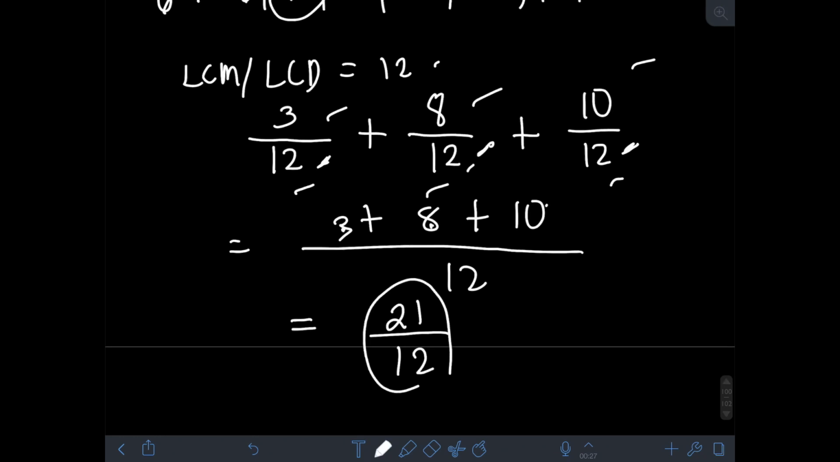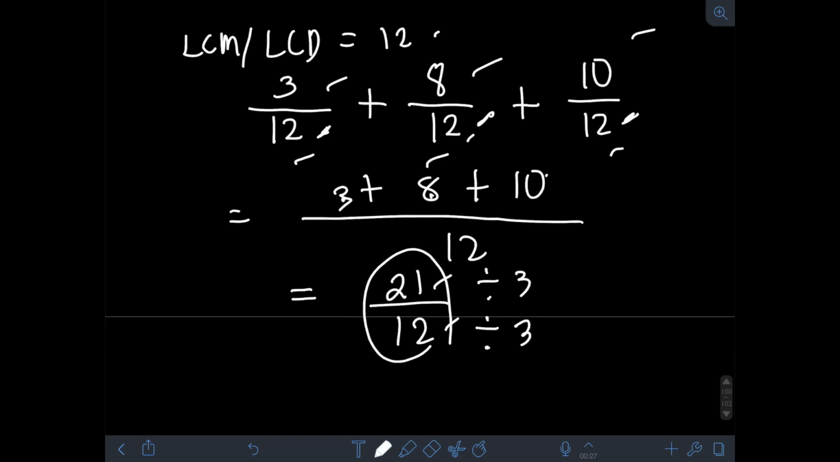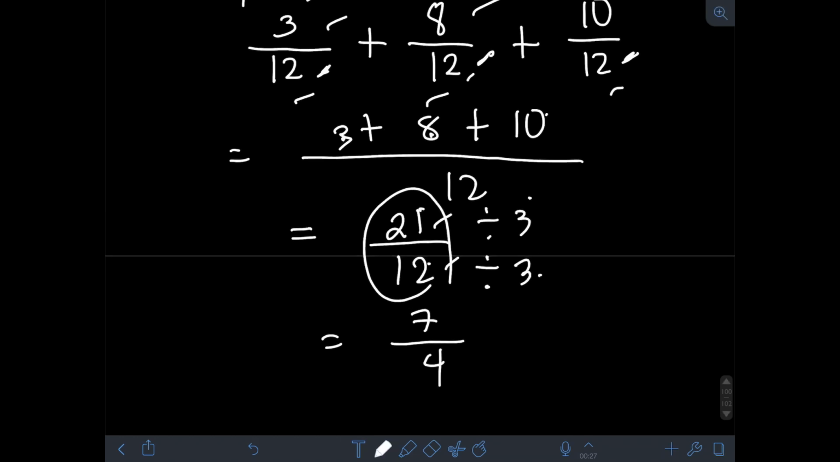So since 21 over 12 is not yet in lowest terms, since 21 and 12 still have a GCF of 3, right? So we divide both numerator and denominator by their GCF, 3. So we have 21 divided by 3 is 7, over 12 divided by 3 is 4. So this can be your final answer, 7 over 4.